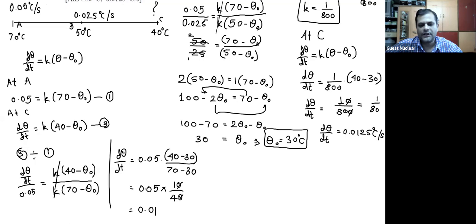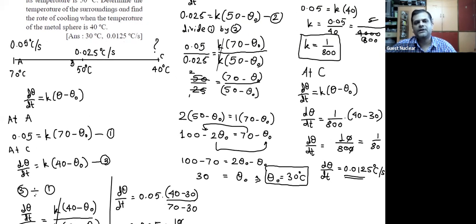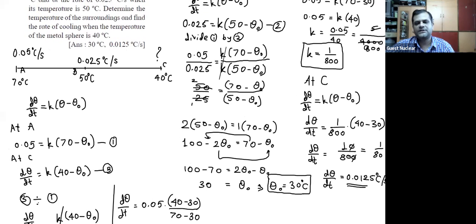4 ones are 4, 4 twos are 8, and 4 fives are 20. In this way this is 0.01125, and that will obviously be in degrees Celsius per second, which is again correct here, as already given. So in this way we can find out the value of the rate of cooling even if k is not required. Without finding k also, we can find this easily, okay?